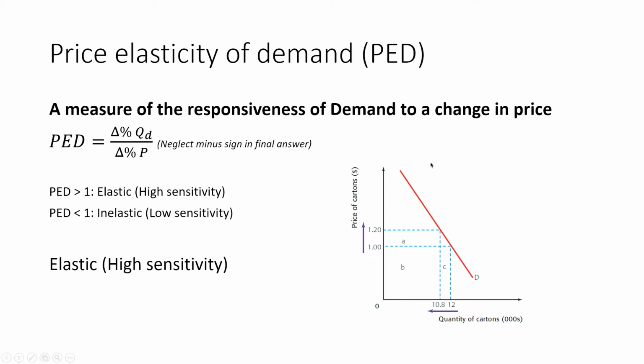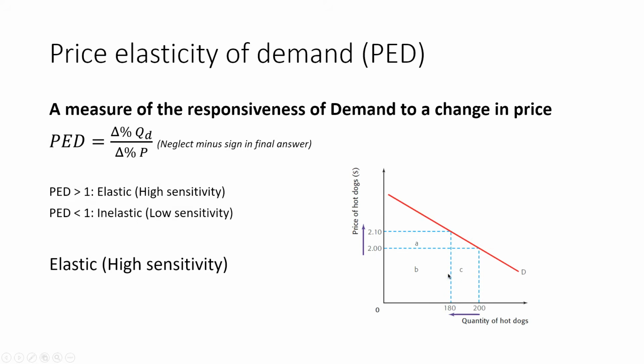Yeah, so here this shows an inelastic curve. It's very steep, and you can see that the box of the change in price is larger than the change in quantity demanded. And here's an elastic curve. This shows that for a small change in price, this box here, there's a lot larger change in the box of quantity demanded.